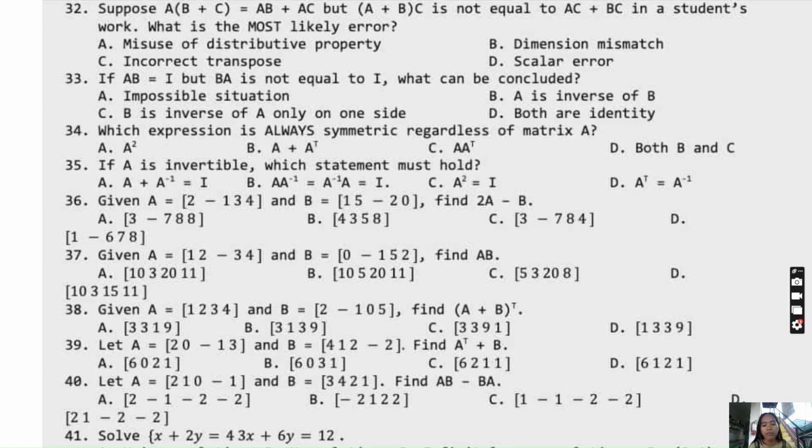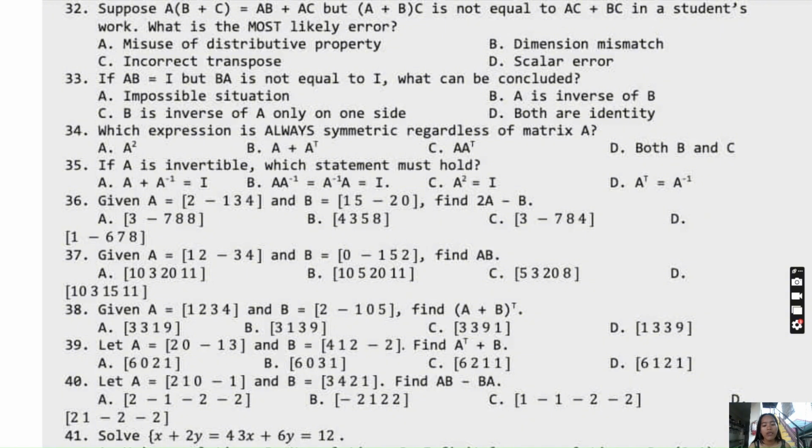In matrix algebra, the distributive property is true that A times the quantity of B plus C is equal to AB plus AC, and also the quantity of A plus B times C is equal to AC plus BC. So if a student got a result where the second distributive property does not work, the most likely problem is that the matrices are not conformable for the operations. That means the dimensions of the matrices do not match properly for multiplication or addition.